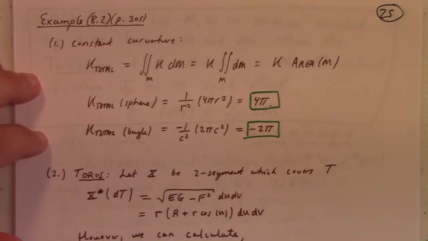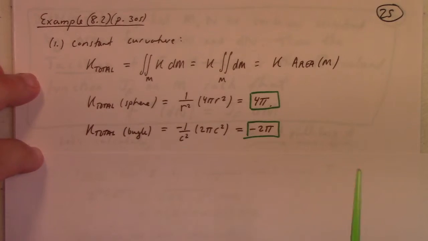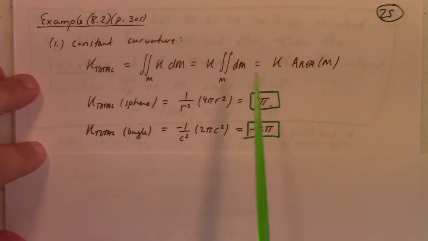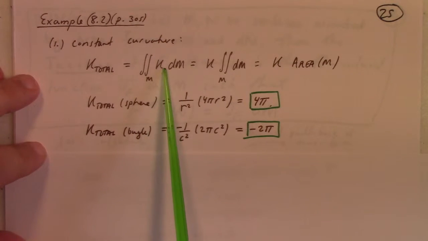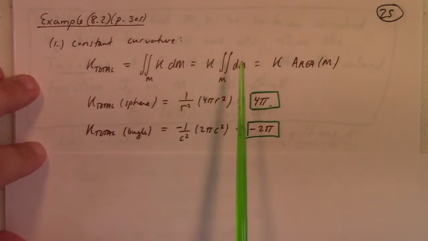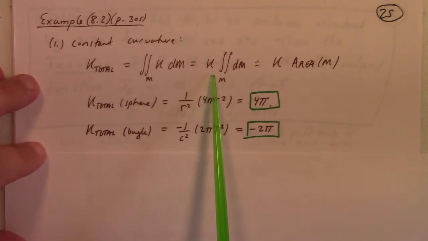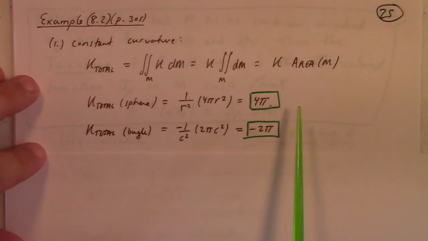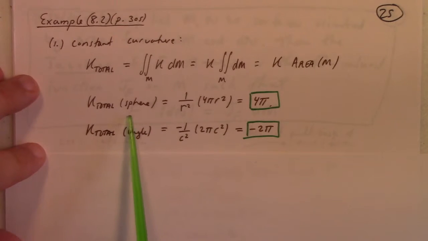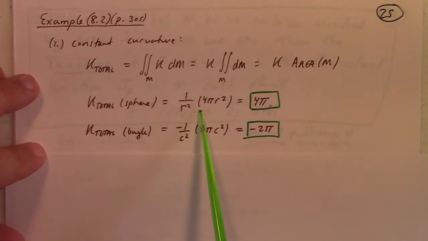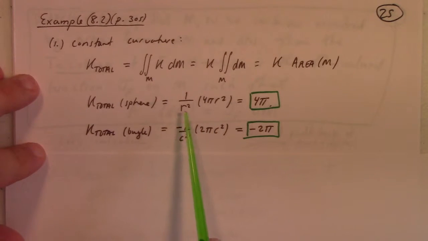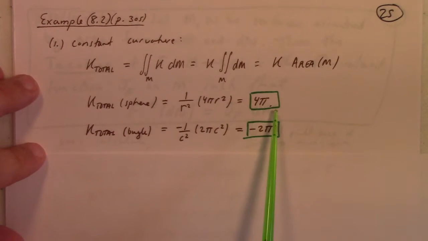So some of these we've done, some of these we haven't. But for constant curvature, for example, if the curvature is constant, then the integral of K dm is K times the integral of dm, right? So actually, for constant curvature, we just take the Gaussian curvature and multiply by the area. That gives us the total Gaussian curvature, right? So for example, the total Gaussian curvature for a sphere is 1 over r squared times 4 pi r squared. Hey, we just calculated that. So the total Gaussian curvature for a sphere is 4 pi.